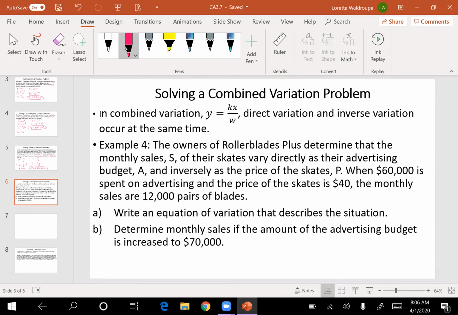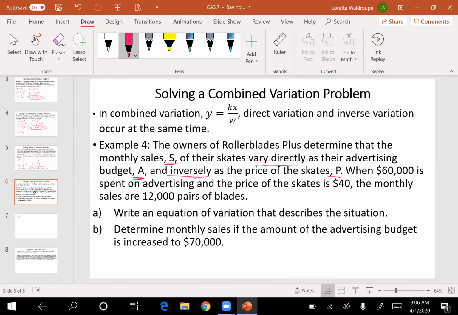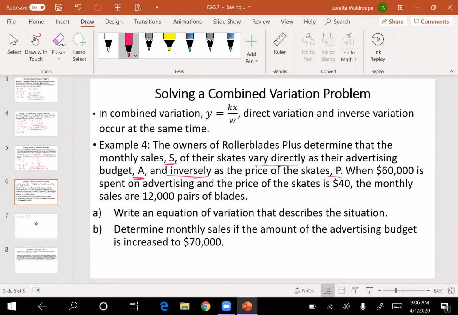The owners of the Rollerblade Plus determine that the monthly sales S varies directly as their advertising A and inversely as the price P. So let's write our equation. For part A, we have to write our equation. S varies directly as A and inversely as P. So there's my equation. Okay? Okay. So this says write an equation that describes the situation.